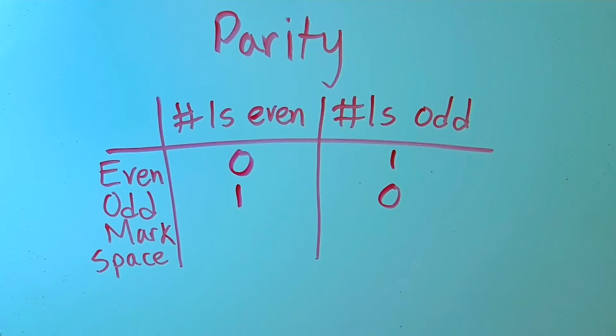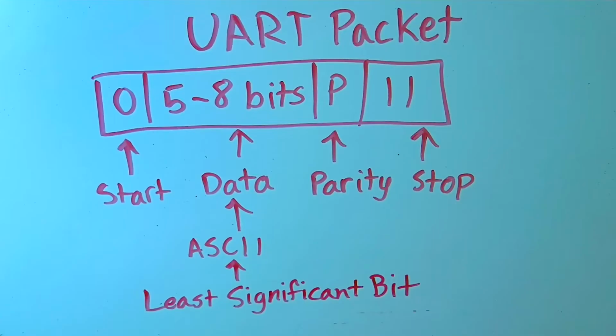Mark and space parity means that the parity bit will either be 1 or 0 respectively for every transmission. The number of stop bits determines how much of a break is required between concurrent transmissions and is most commonly configurable to either 1 or 2.